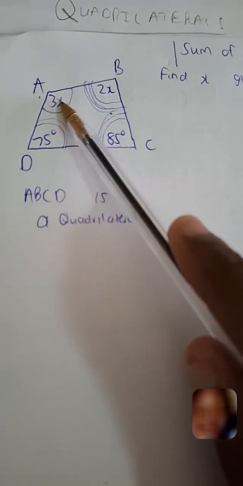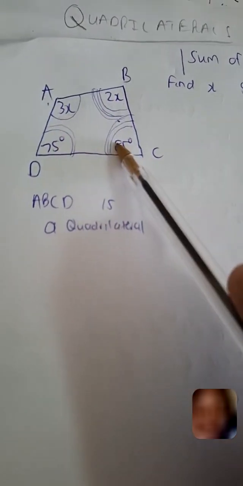Okay, so 3x, 2x, 75 and 85 degrees. We just learned that the sum of those interior angles of a quadrilateral is 360 degrees.